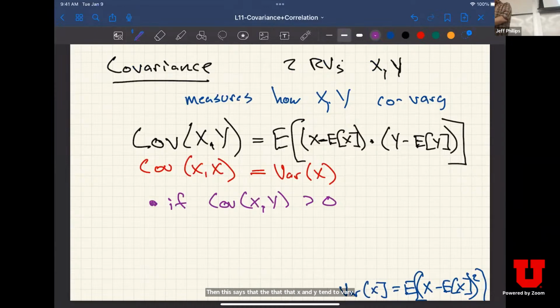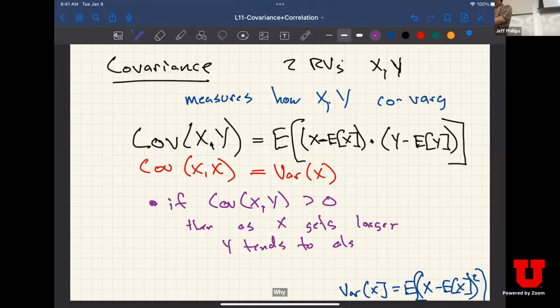Then as x gets larger, y tends to also. And by tends, I mean in expectation, right? This is based on expectation. So if x gets larger, the expected value of y should increase.